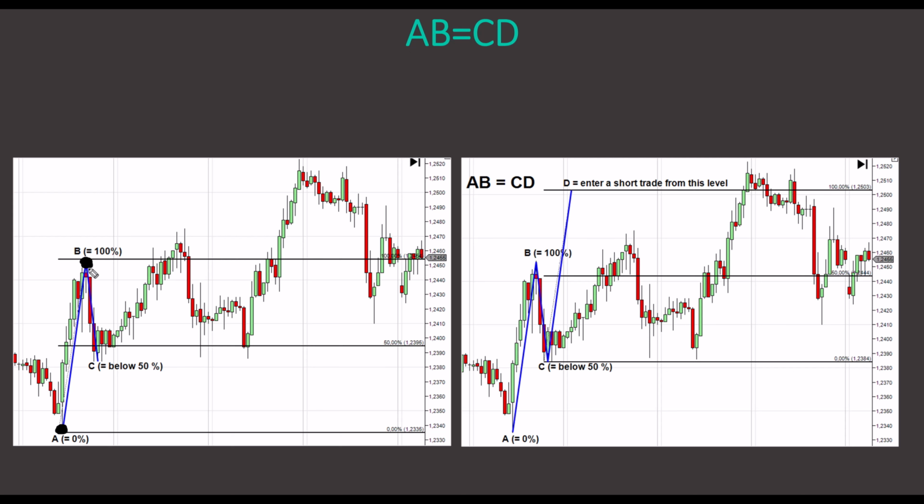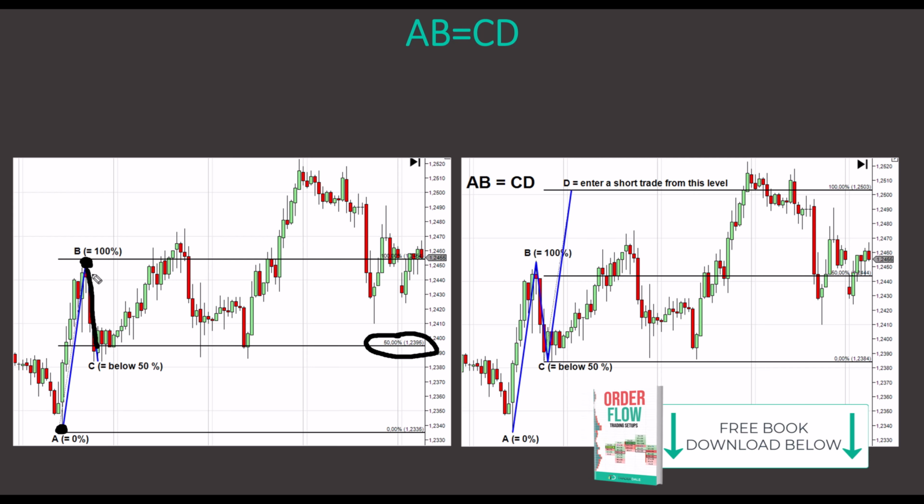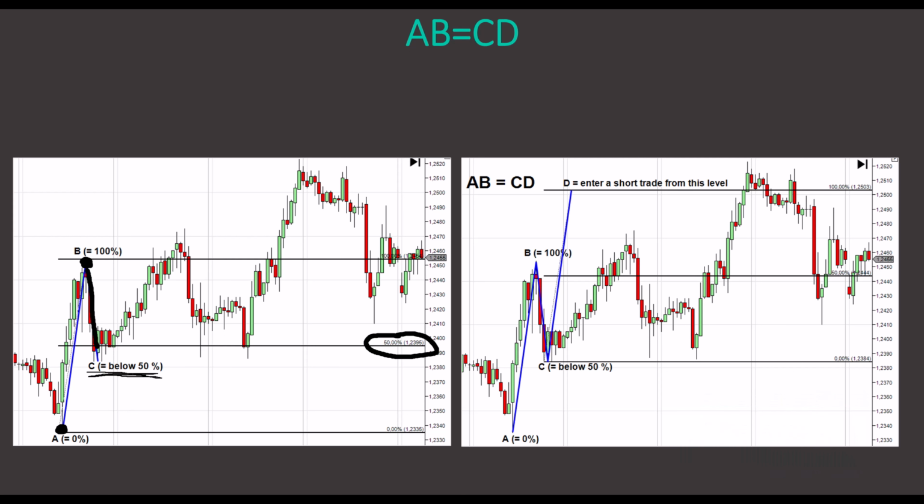Then the price needs to make a little pullback, and the pullback needs to go below 50% of the AB distance. Right, so you use the Fibo tool to measure the distance from A to B, and the point C needs to be below 50%. And what you do next is you grab the Fibo and you measure this distance, but from the point C, which is in here, that's that swing point.